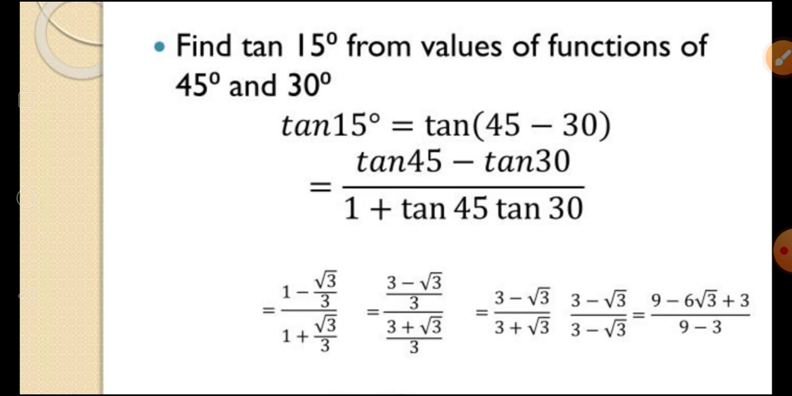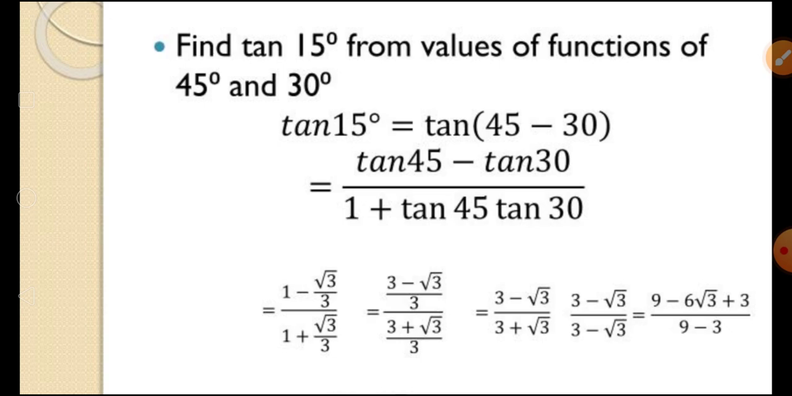Similarly in the denominator, 1 plus tan 45 is 1 and tan 30 degrees is 1 by root 3. In the denominator also you multiply and divide by root 3. So we have 1 plus root 3 divided by 3. When you simplify this, take the cross multiplication. So 3 minus root 3 divided by 3 whole divided by 3 plus root 3 divided by 3. The 3 will get cancelled. So we have 3 minus root 3 by 3 plus root 3.